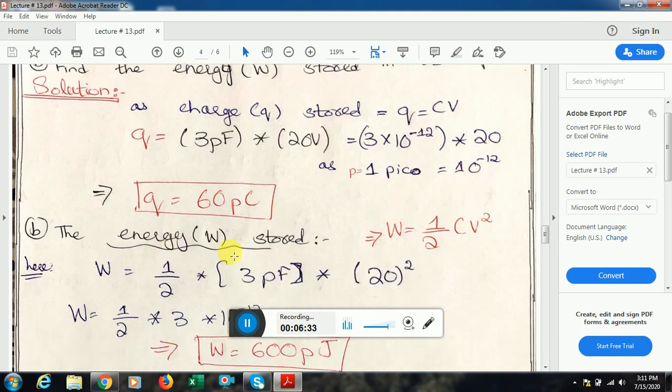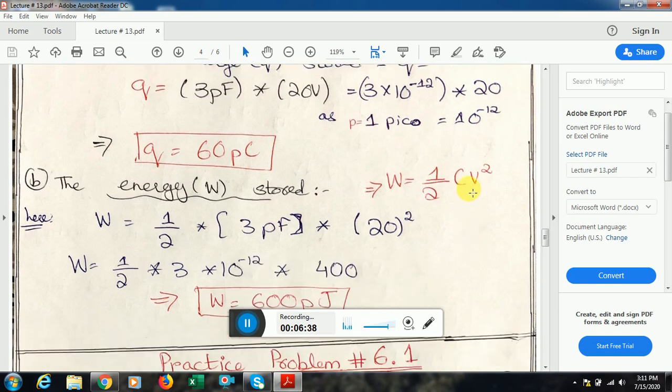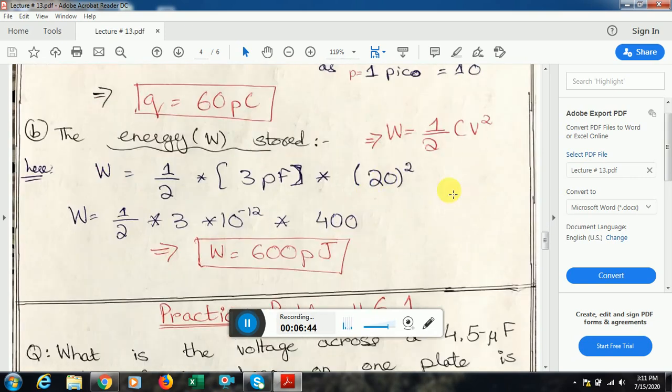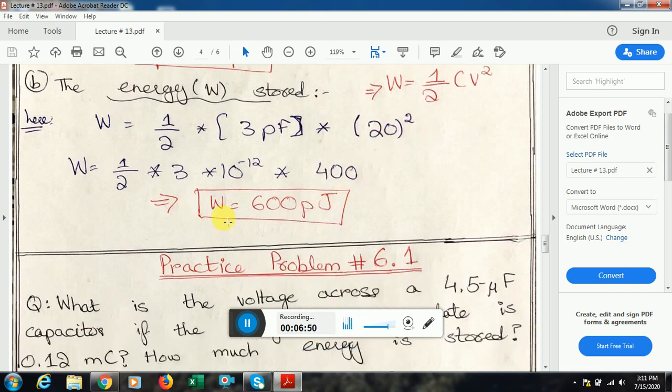Now the energy is W = 1/2 CV². By putting the value, C is defined as 3 picofarad and voltage is defined as 20. So I just insert the values and take the square of the voltage, which is 20 squared, 400. We get to know that the energy stored in this capacitor is 600 picojoule.